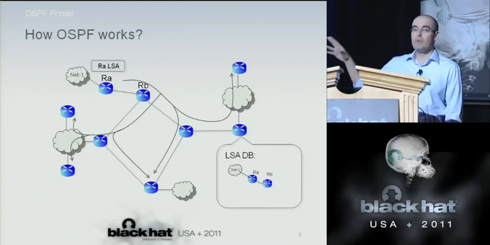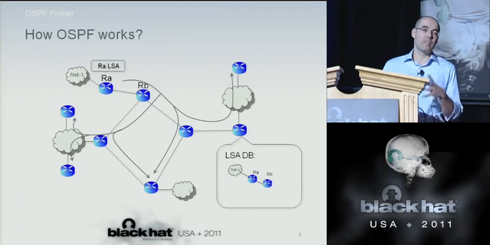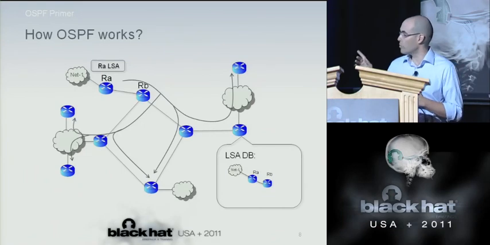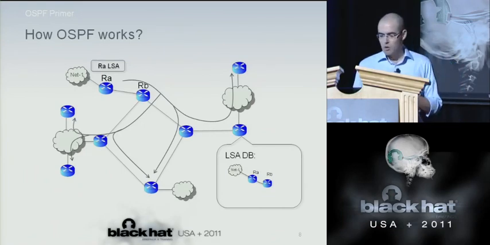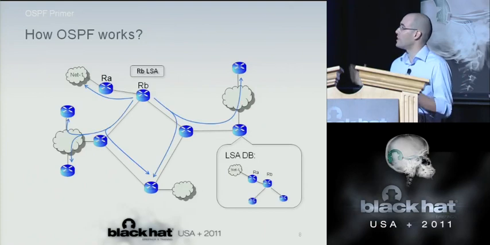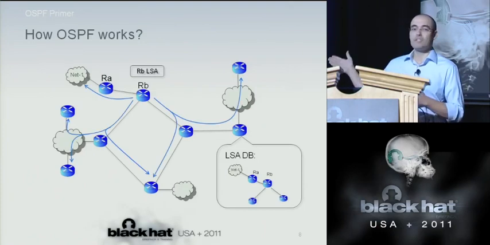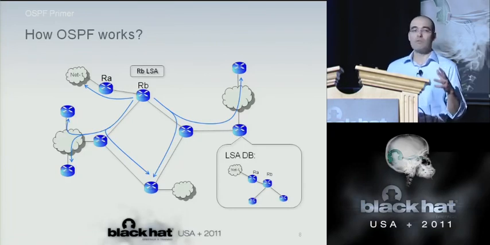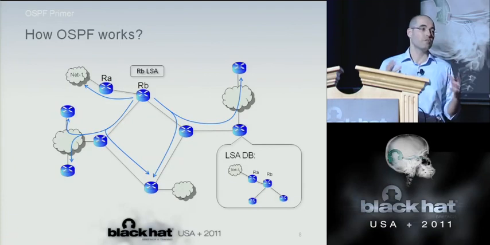Now, every router builds a data structure called the LSADB, which simply stores all the LSAs it receives. So now every router knows that RA is connected on one interface to net 1 and on the other to RB. Same goes for RB, flooded throughout the autonomous system, and now everybody knows that RB is connected to RA and these two other routers, and so on and so forth. This is how every router forms its view of the autonomous system topology.